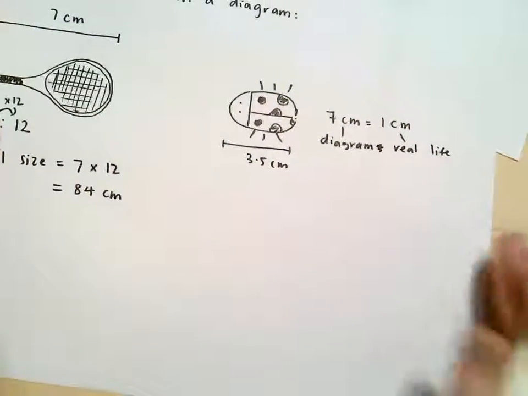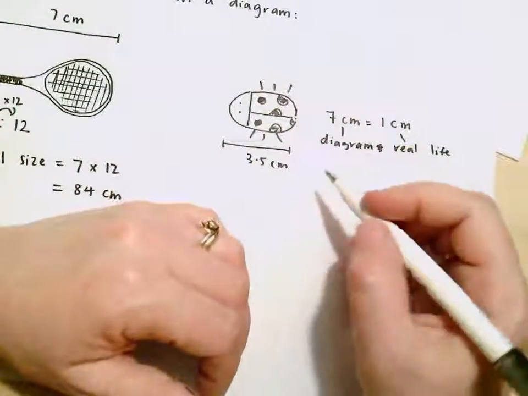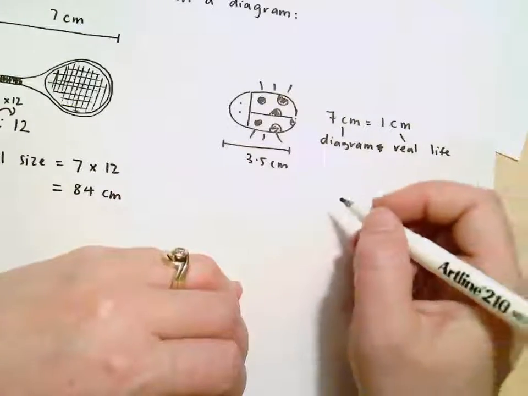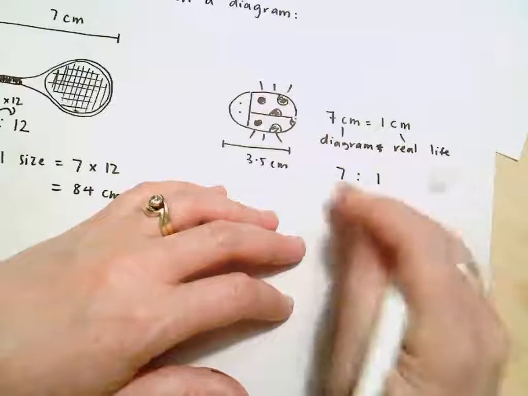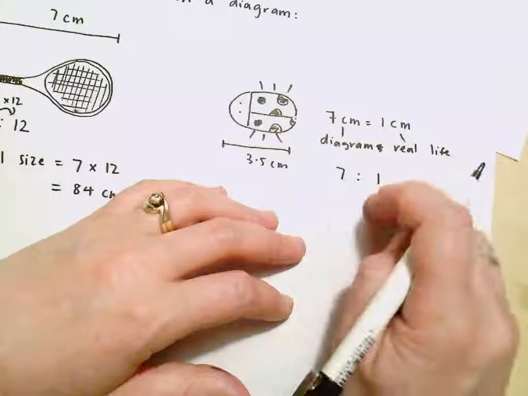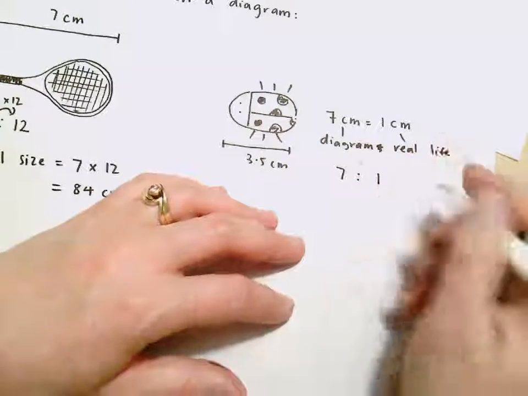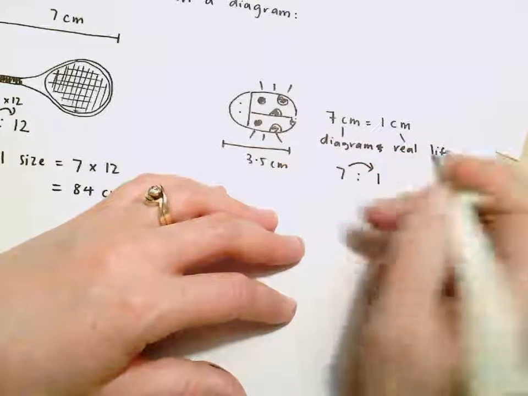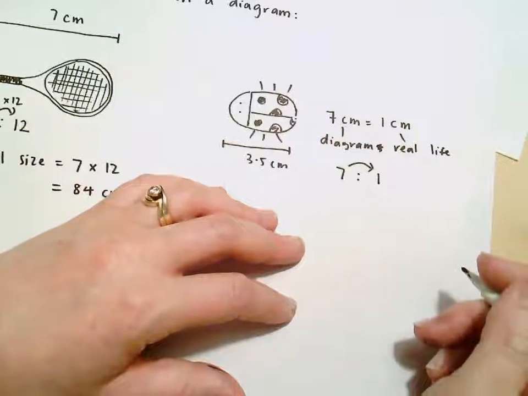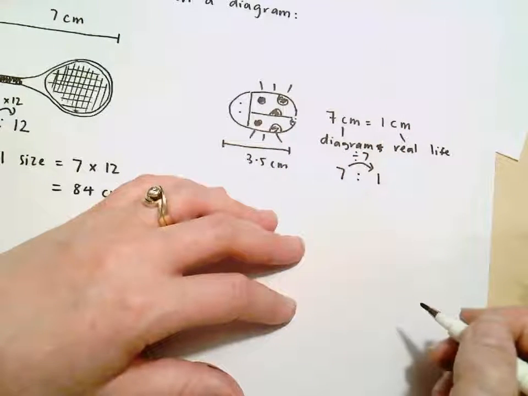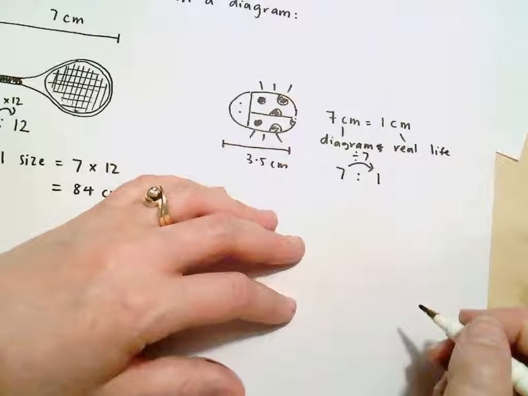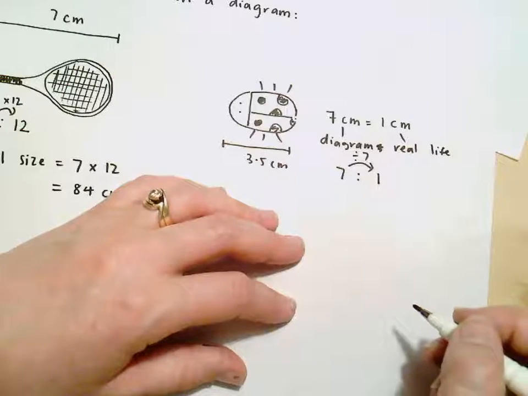So I've got to say to myself, well, how long is this actually going to be in real life? So I know my ratio here is 7 is to 1. 7 centimetres in the diagram is 1 centimetre in real life. So I say to myself, how do I turn that 7 into that 1? What's the relationship there? And in this case, it's divide by 7. Real life is actually 7 times smaller than the diagram.